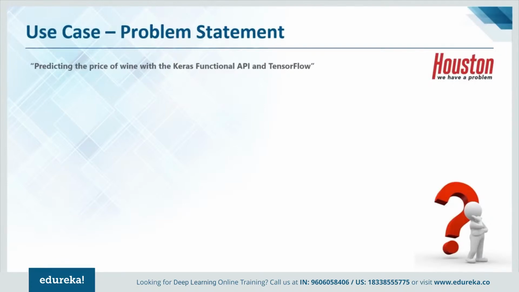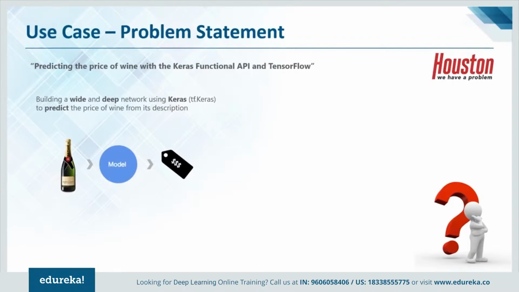So we're trying to predict the price of a bottle of wine just by knowing the description and the variety of wine. Well, we can work this out with the Keras functional API and TensorFlow. We'll be building a wide and a deep network using Keras to make predictions for us. Well, can we achieve this goal?